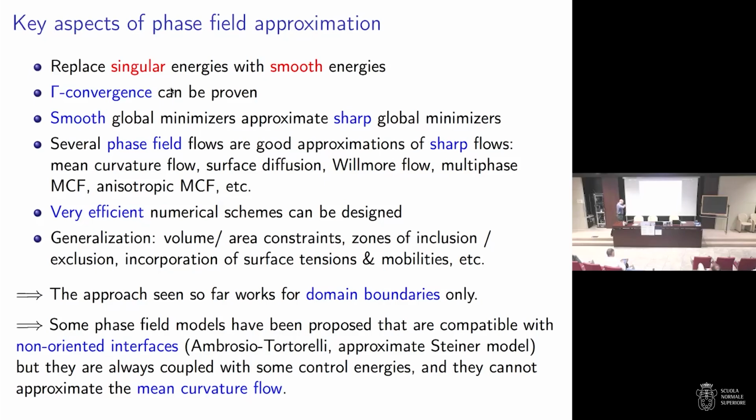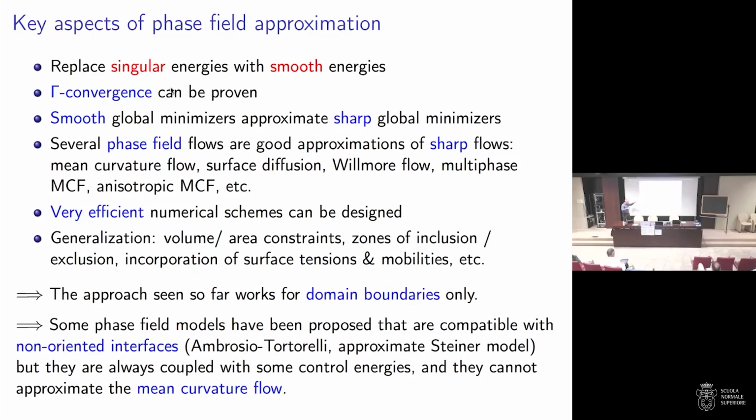You have, for a certain number of energies, gamma convergence results: smooth global minimizers approximate sharp global minimizers, thanks to this gamma convergence property. And you can do that for several phase field flows. So I just mentioned the mean curvature flow, surface diffusion, Willmore flow, multi-phase mean curvature flow, anisotropic mean curvature flow, and so on. And you can design very efficient numerical schemes. You can add various constraints: volume, area, inclusion, exclusion. You can also incorporate surface tensions, mobilities, and so on.